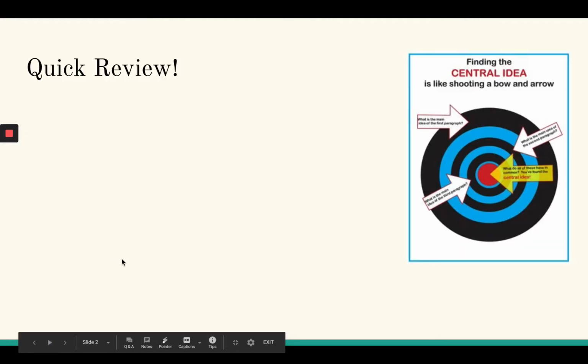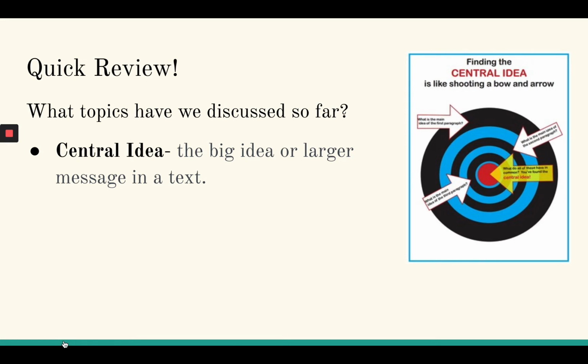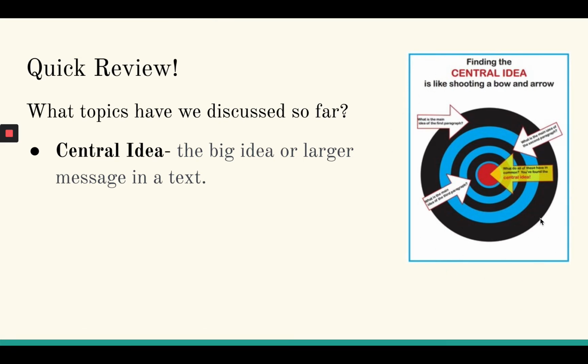There we go. Okay, so just a really quick review. The last 2 weeks, what we've talked about is central idea, which is basically just the big idea or the larger message within a text. If you look at this picture here, it's kind of like shooting a bow and arrow, right? I know these are kind of hard to read, but basically here it's saying what's the main idea of the first paragraph, the second paragraph, the third paragraph. So the central idea is basically the commonality or the common aspect of all of those paragraphs. That's really all a central idea is.